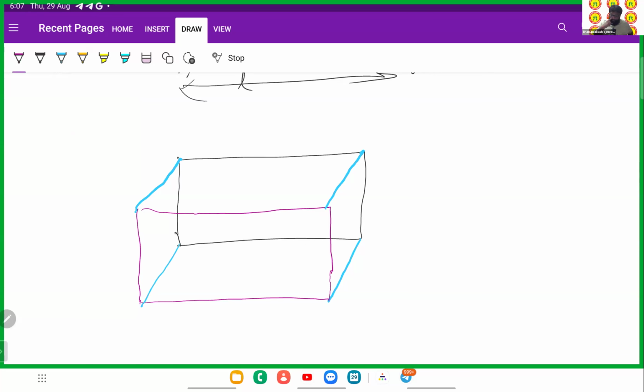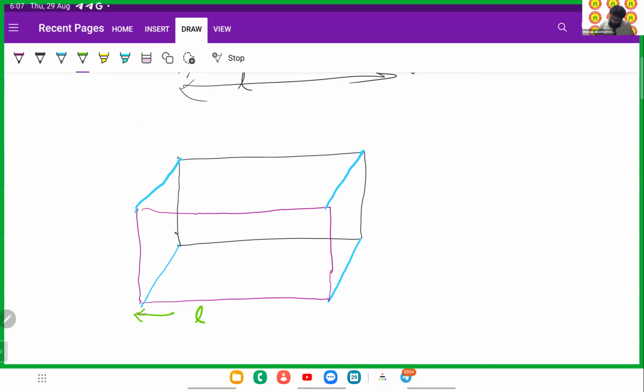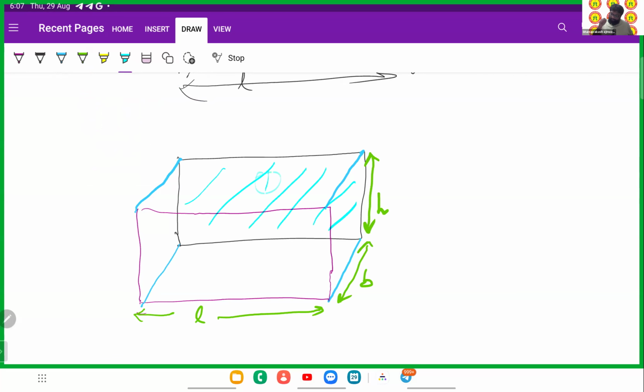Okay. So here if you see, from here to here it's length, and from here to here it's breadth, and from here to here it's height. Now what I am doing, this is one surface. So what is the area of this surface 1? L into B, sir. L into B. How is it L into B?